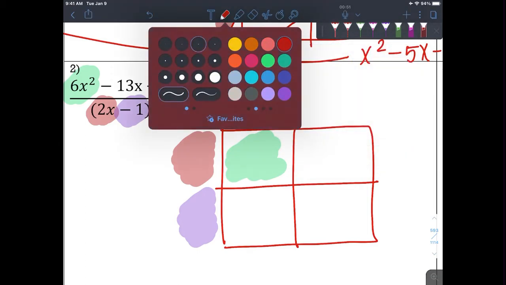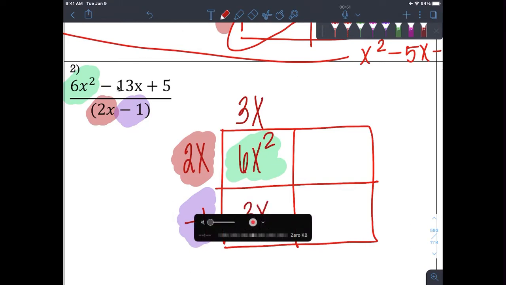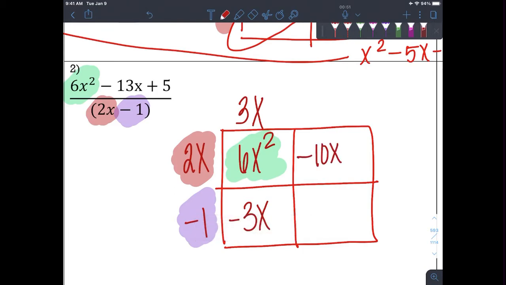All right, so let's take a look at this. 2x minus 1, 6x squared. Now I ask myself, how do I change a 2 to a 6? Well, I multiply by 3. To change an x to an x squared, multiply by x. So I got 3x. 3x times negative 1 is negative 3x. Up here, I see negative 13x and negative 3x, so I need to subtract 10 additional x's.